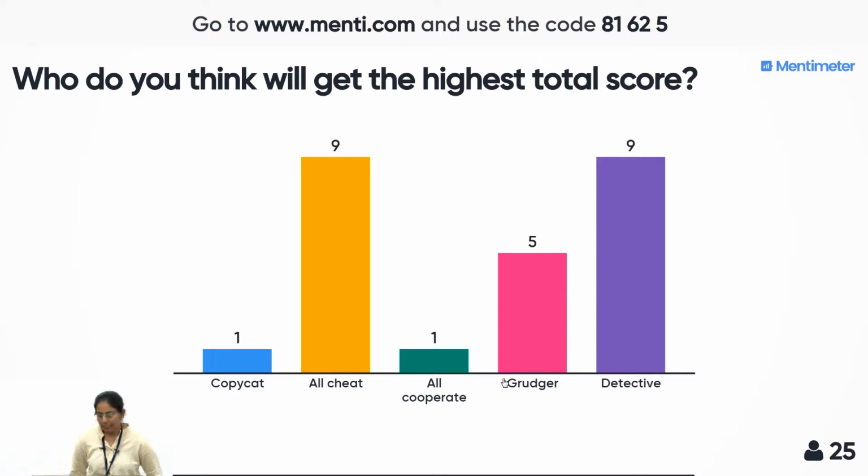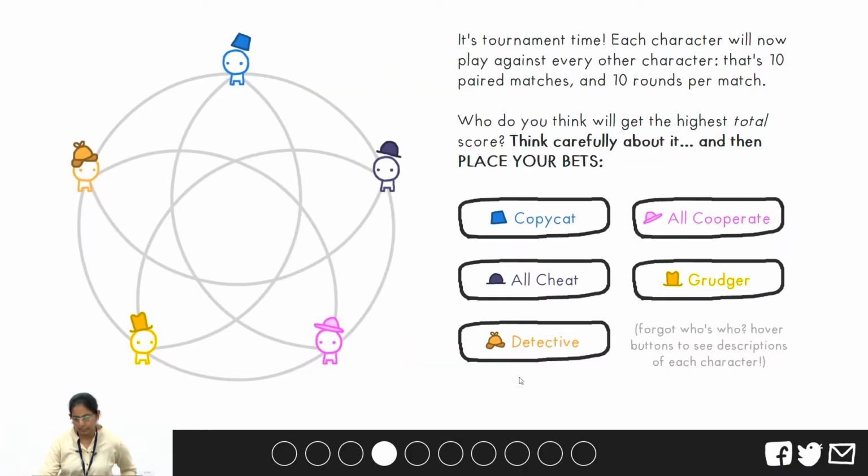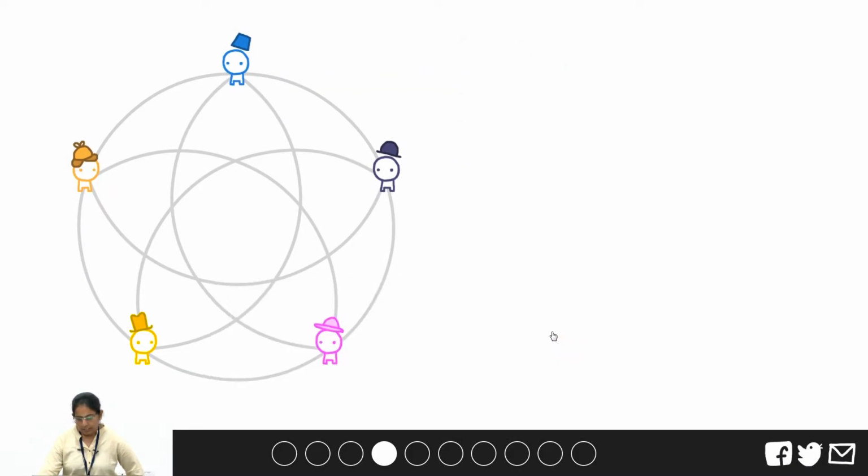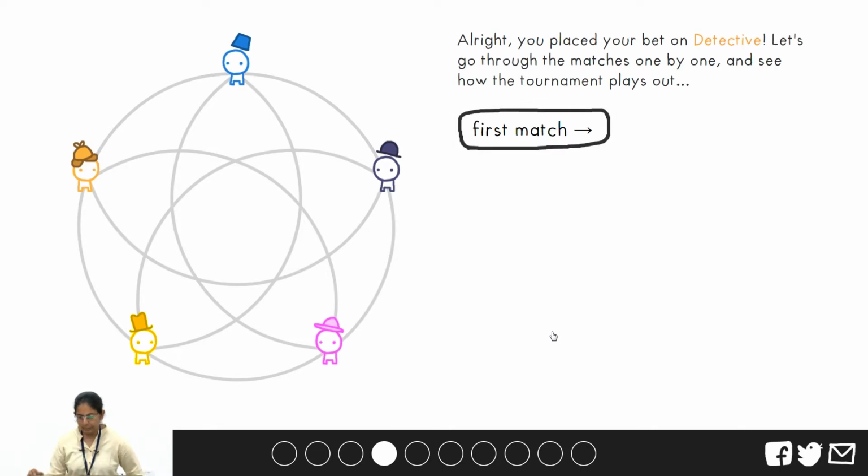Okay. Yeah, so these choices are fairly similar. So I'll go with detective because it sounds like always cheat plus some smartness on top of it. Maybe that makes it the most interesting contender. So I'll go with detective. Okay. So we're going to play these matches out.